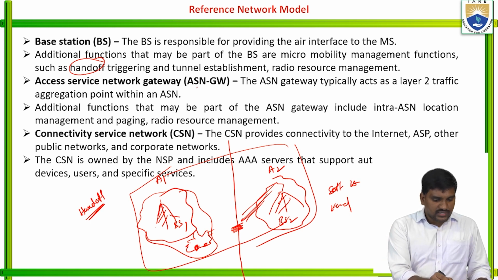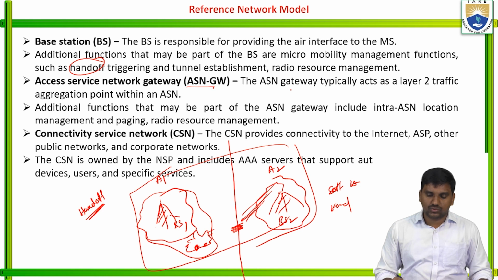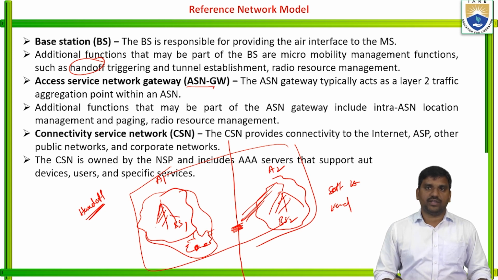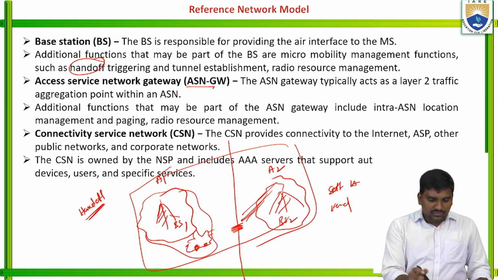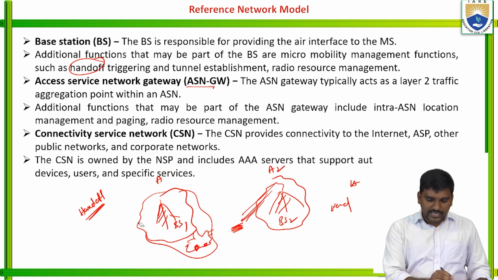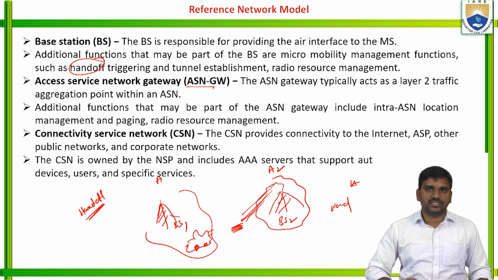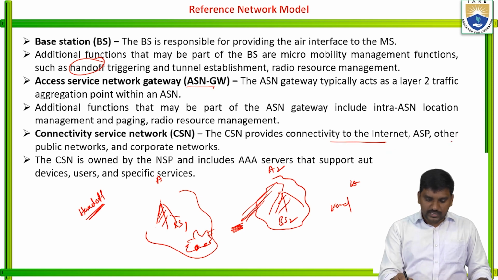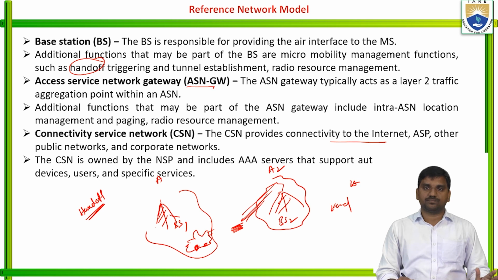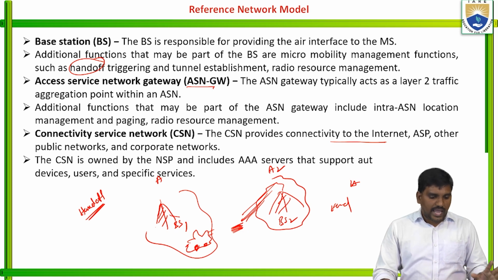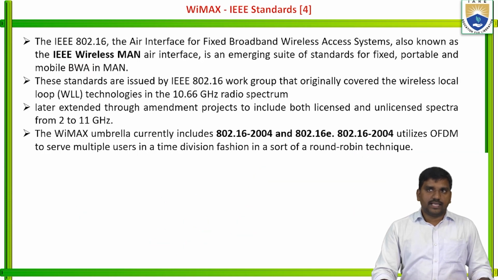Next, the access service network gateway. The ASN gateway typically acts as a layer 2 traffic aggregation point within the access network. The additional functions that may be part of the ASN gateway include intra-ASN location management and paging, and radio resource management. The last one, connectivity service network, provides connectivity to the network, ASP, other public networks and corporate networks. So these are the three blocks of the architecture: base station, access service network gateway, and connectivity service network.